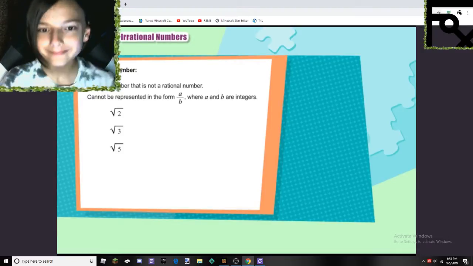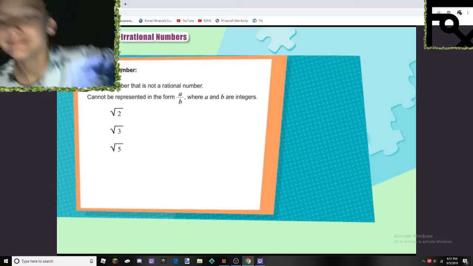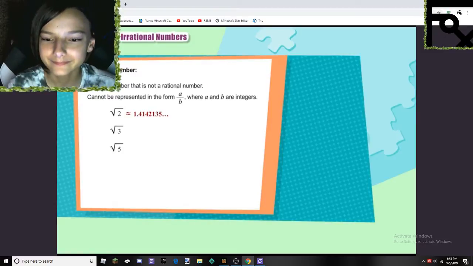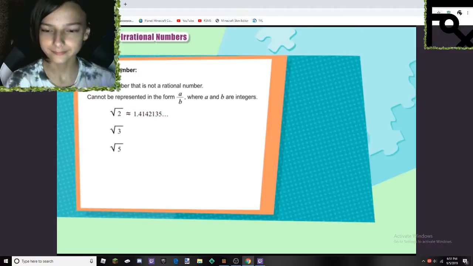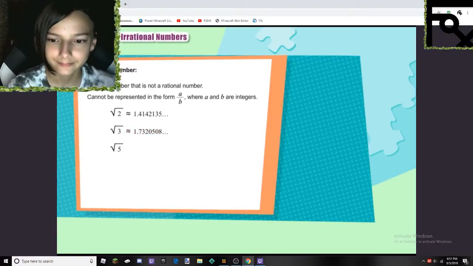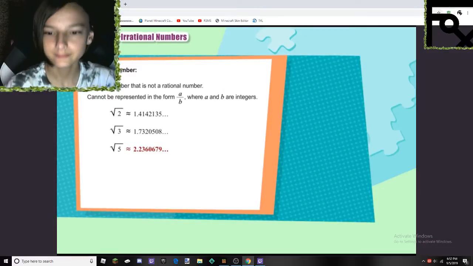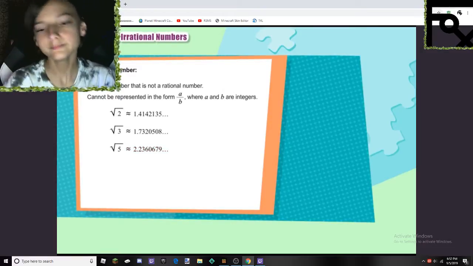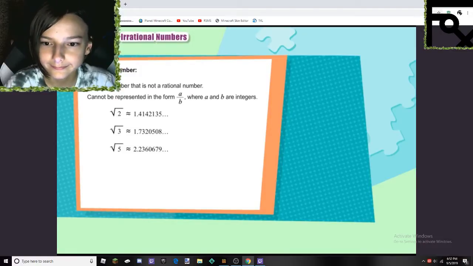The positive square root of 2 is approximately equal to 1.4142135, and on. The positive square root of 3 is approximately equal to 1.7320508, and on. And the positive square root of 5 is approximately equal to 2.2360679, and on. These are just a few square roots that cannot be represented as a ratio of 2 integers.